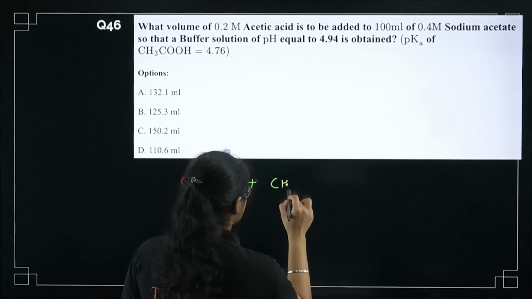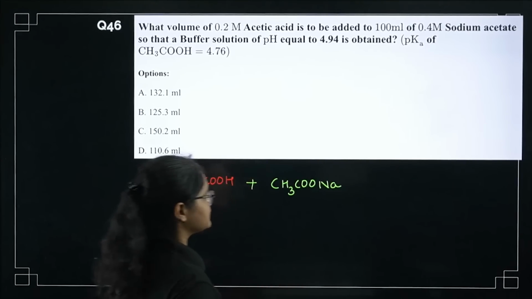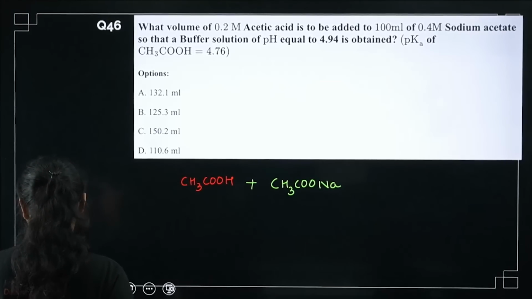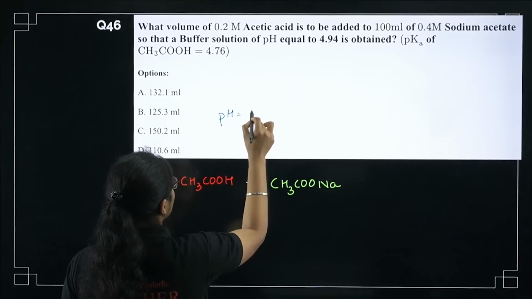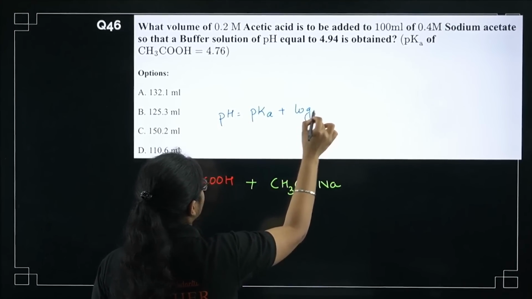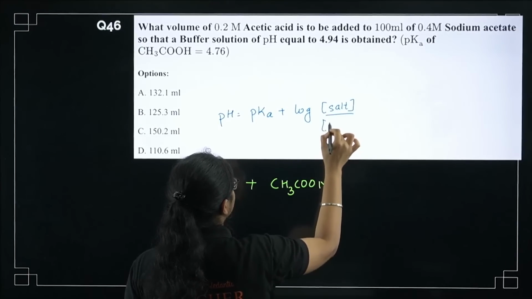CH3COONa. So if you remember, this is an acidic buffer. So for acidic buffer, what is the formula of pH? For acidic buffer, the pH formula is equal to pKa plus log of salt concentration by acid concentration.